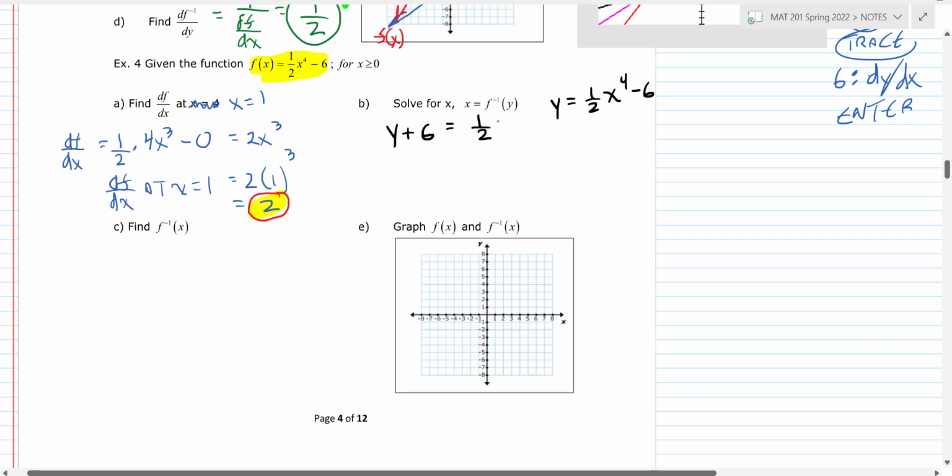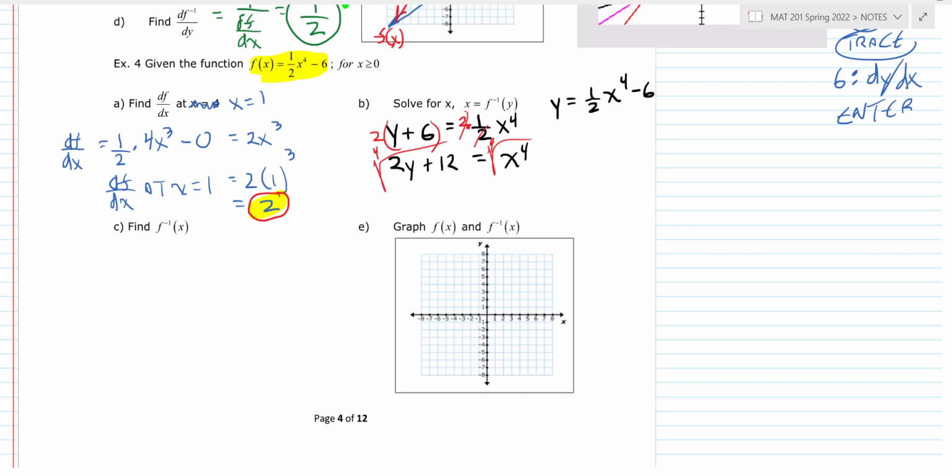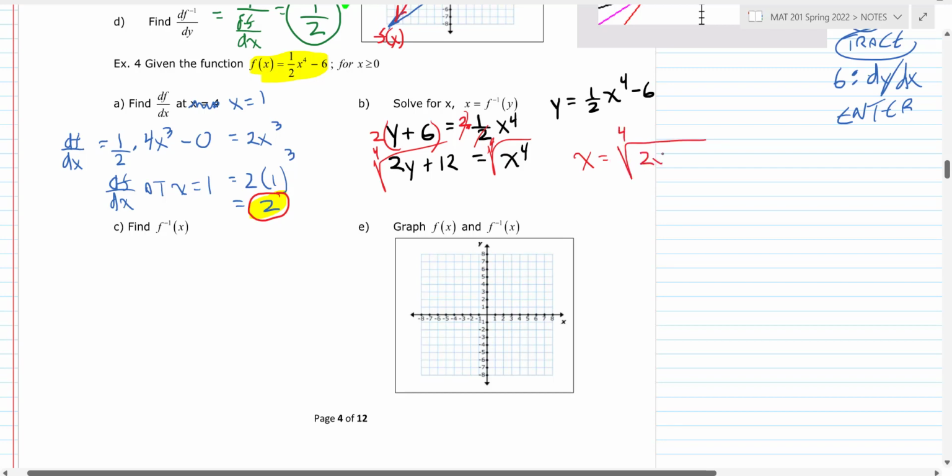Then we have 1/2 x to the 4th. Okay, then what I'm going to do is multiply both sides by 2 to cancel that out. And then if I multiply that out, I get 2y plus 12 equals x to the 4th. And then I can do a 4th root of both sides. So what I get when I solve this for x is x equals the 4th root of 2y plus 12. Okay, so that is the answer to part B, just solving that for x. Not really doing anything, we're just solving that for x for now.